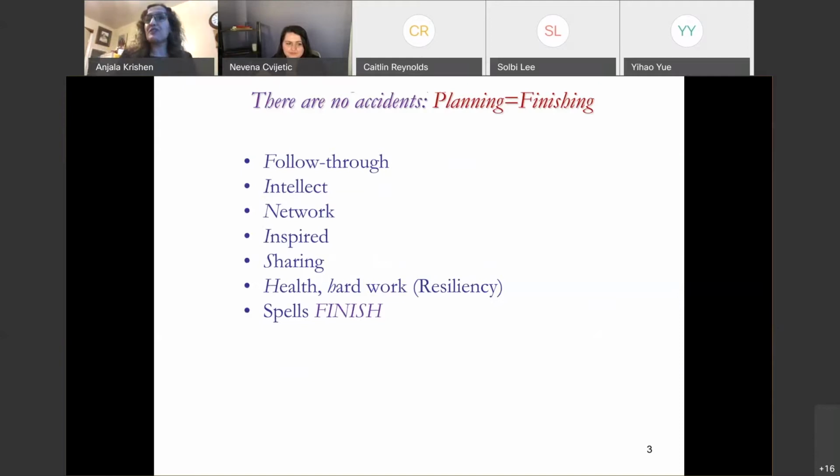These are things that are just coming from whatever I think is the body of knowledge that I have about publishing. I'm at 60-ish papers right now, and I've been publishing 7 a year for the past few years, which I never expected to have that kind of output level. And it happened with these tricks, so I'm telling you everything I know. What I'm calling FINISH is follow through, intellect, network, inspired, and sharing, and health/hard work.